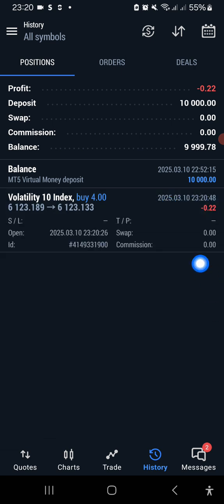When you click on it to expand it, no stop loss was placed, no take profit was placed. This is the swap and the commission section. This is the open and closing time. So when you check open, this is the time, and this is the date. Today is 10th March 2025. I opened it around 11:20.